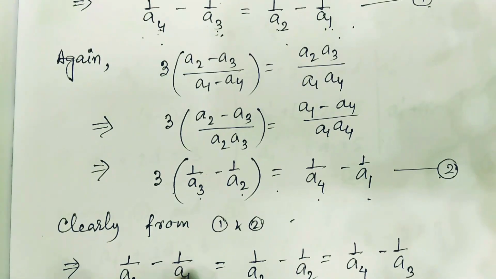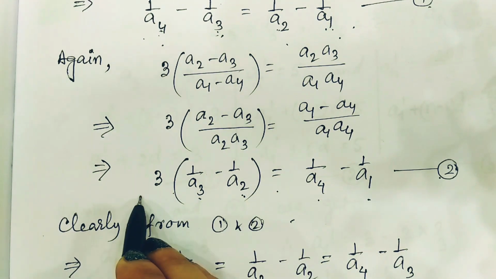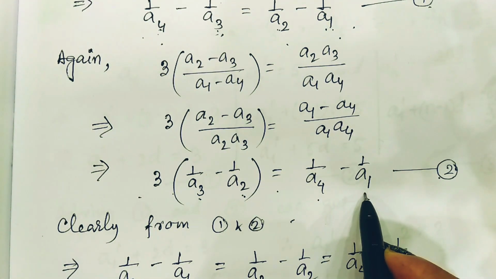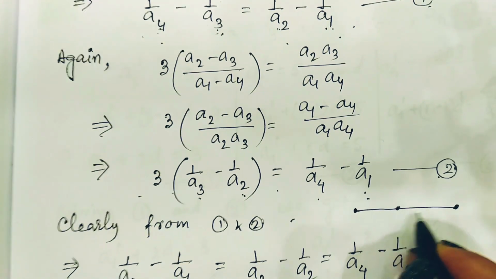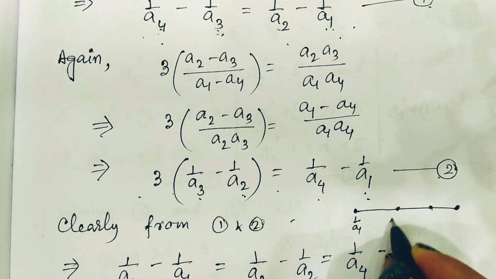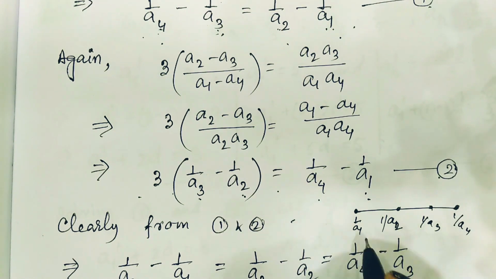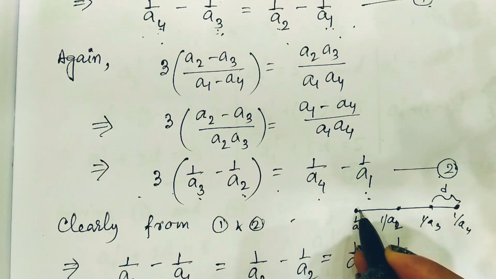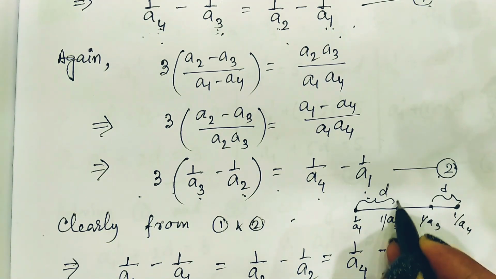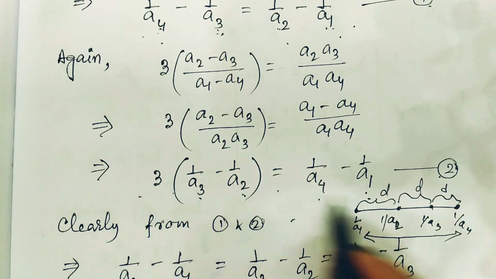Similarly, here we will find out that the difference between A3 and A2, 3 times of this one, is equal to the difference between this one. So I hope you can understand. I am just giving you these 4 points. If these 4 points are 1 by A1, 1 by A2, 1 by A3 and 1 by A4, and the difference between the first two is D, between the next two is D, and between the next two is D, then definitely the difference between these two is 3D, right? So the same way this relationship here.